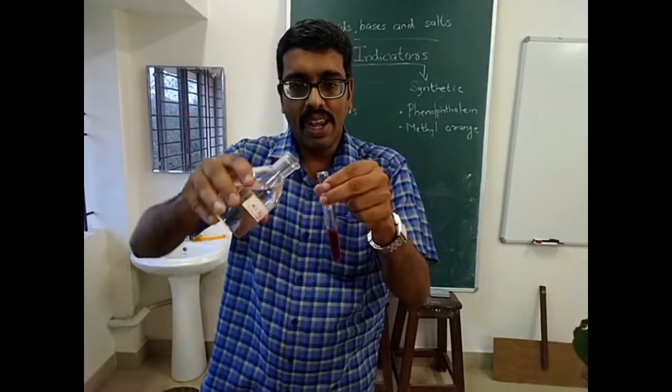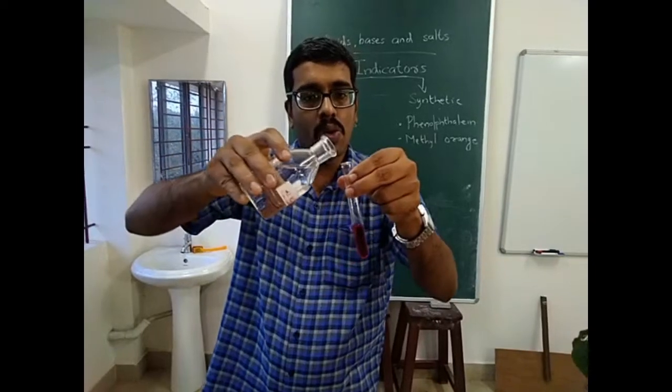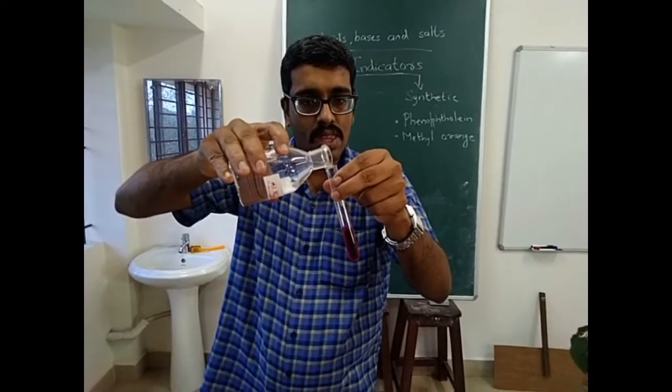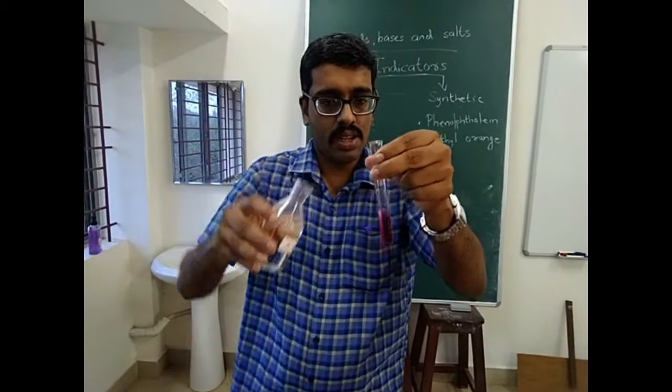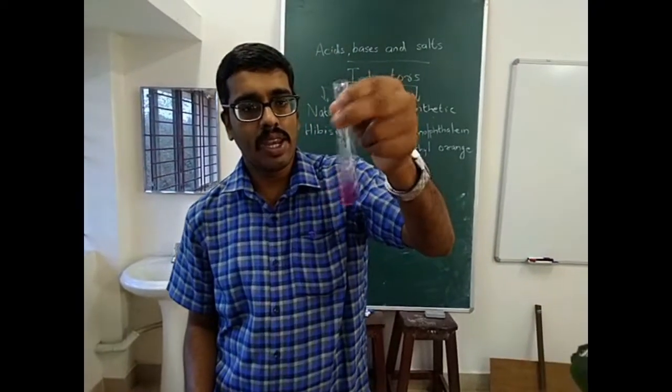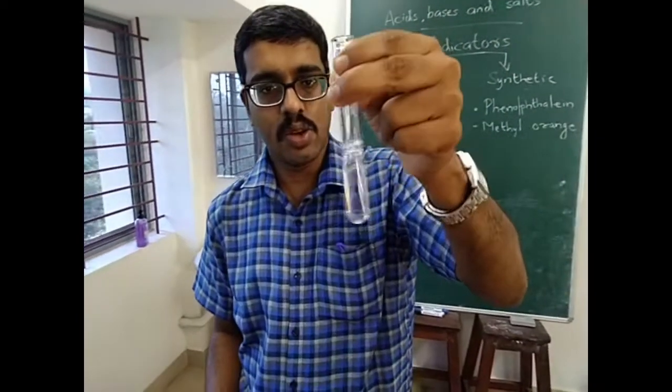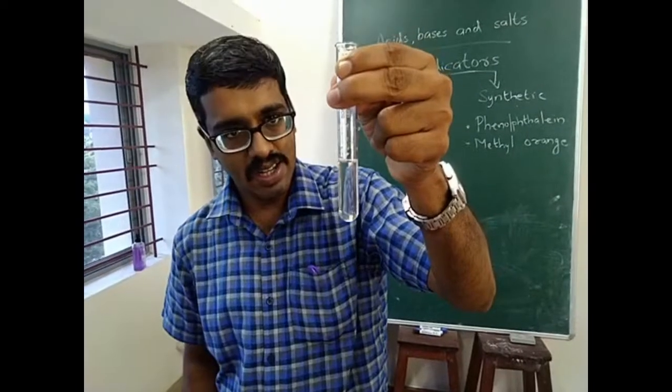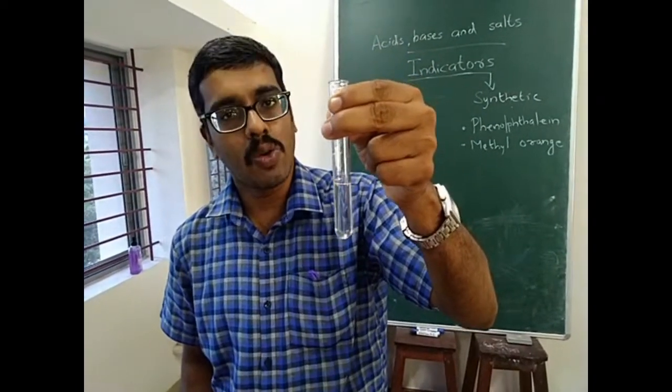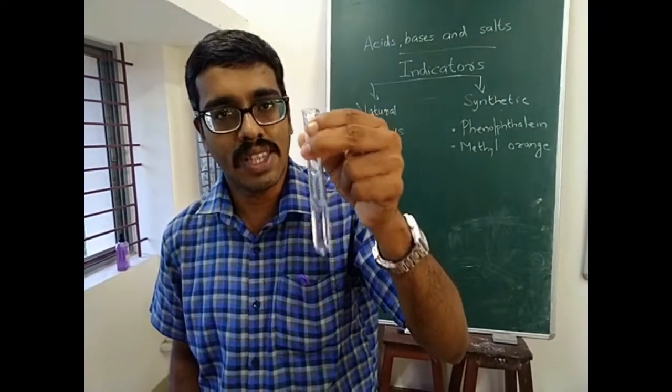So finally I am adding some more hydrochloric acid and shaking. Now it is said to be neutral. The solution does not have any color. Our drinking water is a neutral solution having a pH of 7.